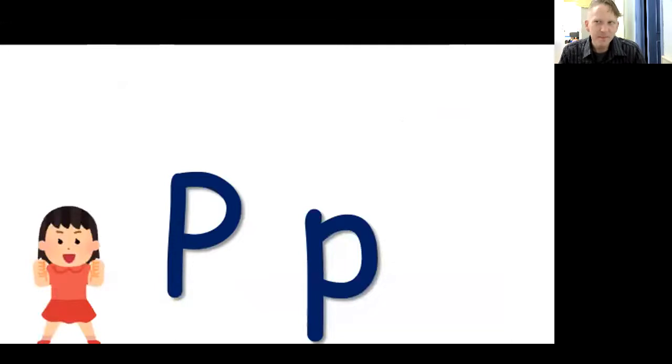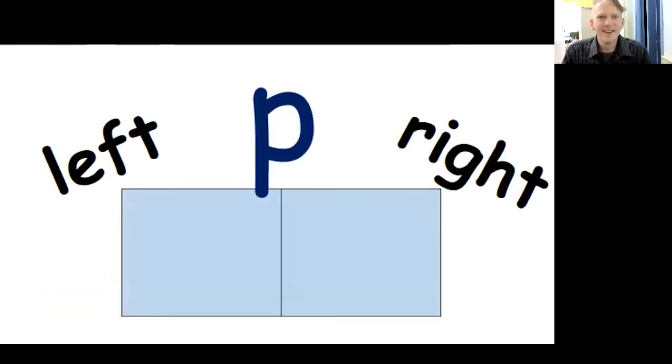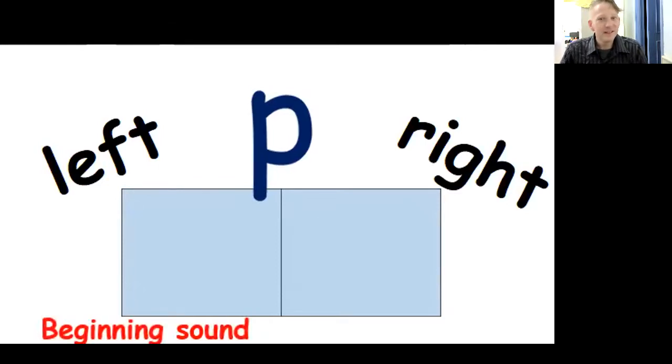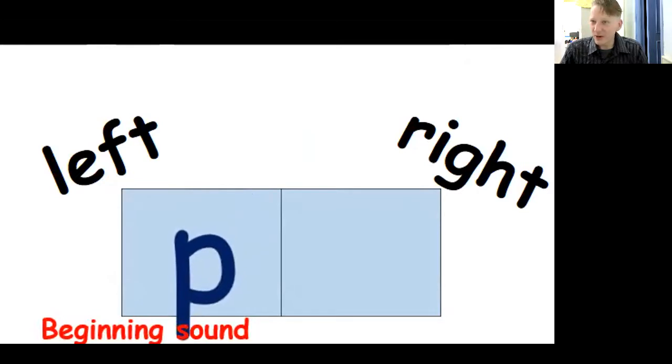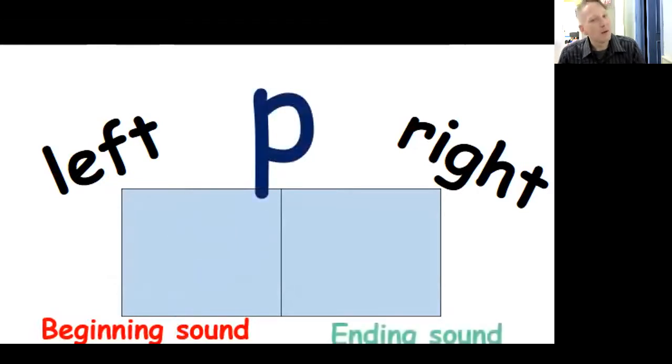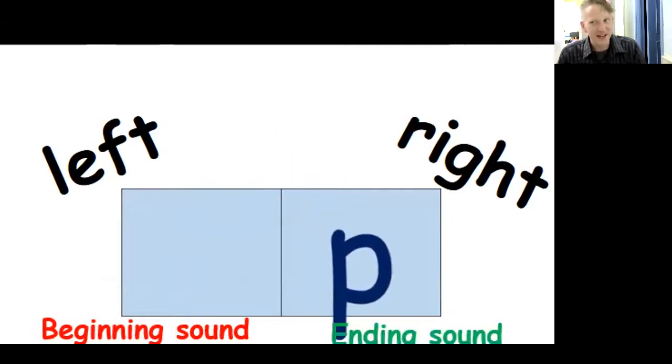You ready for letter P? P, p, p, p. Remember, try not to make a sound when you do letter P. P, p, like that. Perfect. Very good. Okay, now left or right. Beginning. Here we go. We're going to do beginning sound or ending sound toward the right. Here we go.